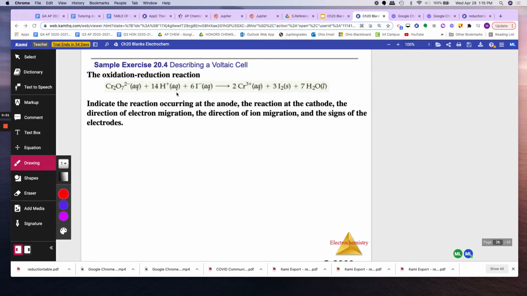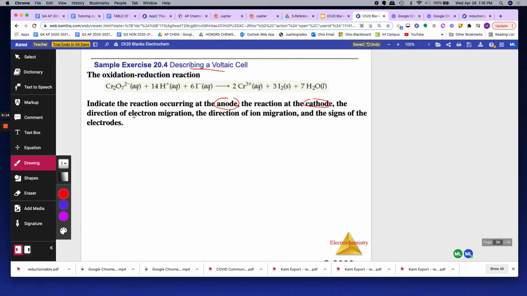So let's do sample exercise 20.4. We're going to look at describing a voltaic cell. They want you to indicate the reaction at the anode, the cathode, the direction of the electrons, and the direction of the ions in the salt bridge, and the sign of the electrode.